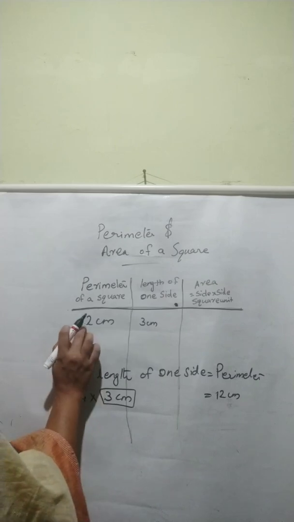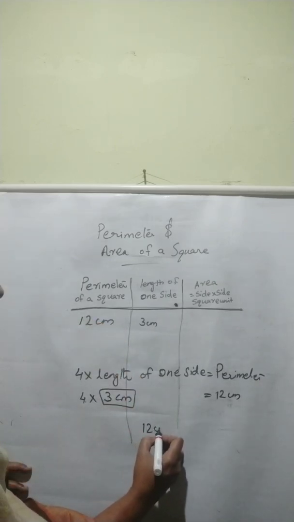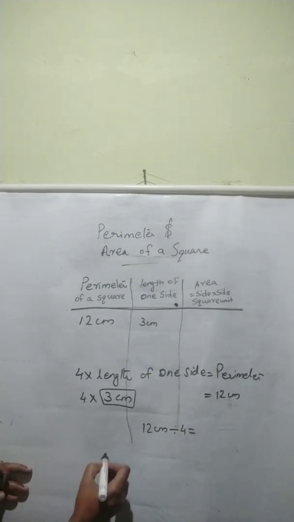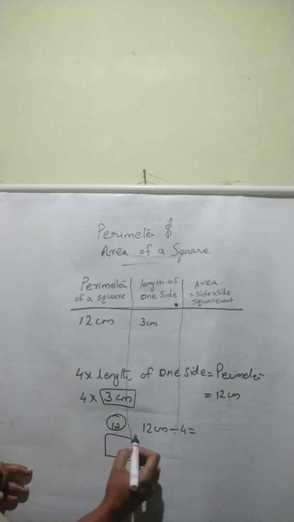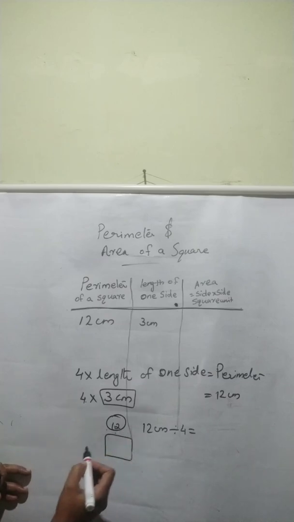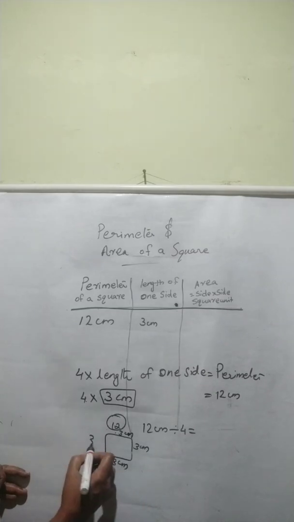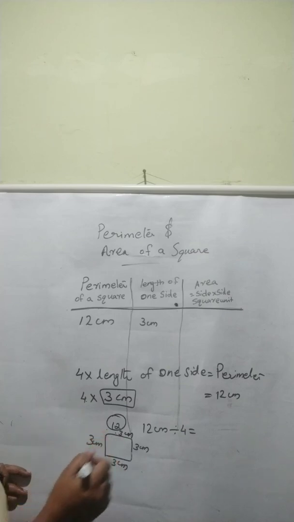We have to divide this perimeter, that means this 12 centimeter by 4. Total this is 12. This 12 we need to divide into 4 equal parts. So here will be 3 centimeter, here will be 3 centimeter, here will be 3 centimeter, here also will be 3 centimeter. That is the length of one side.